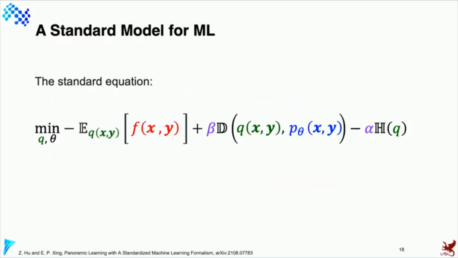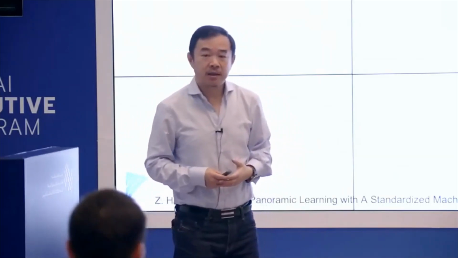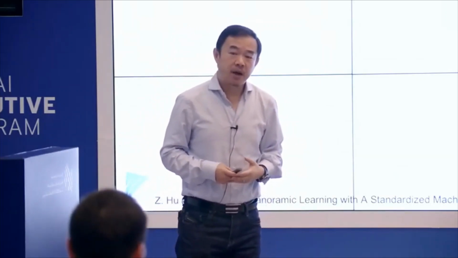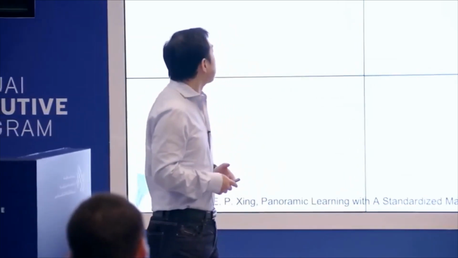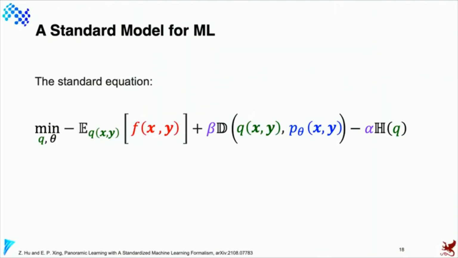So one of the projects in Castle is based on a finding from our group, which discovers that, in fact, you don't need that many equations. You might just need one equation which can be instantiated and cast into different use-case-specific realizations. And this is called the standard equation, which looks like this. Again, forget about the math.